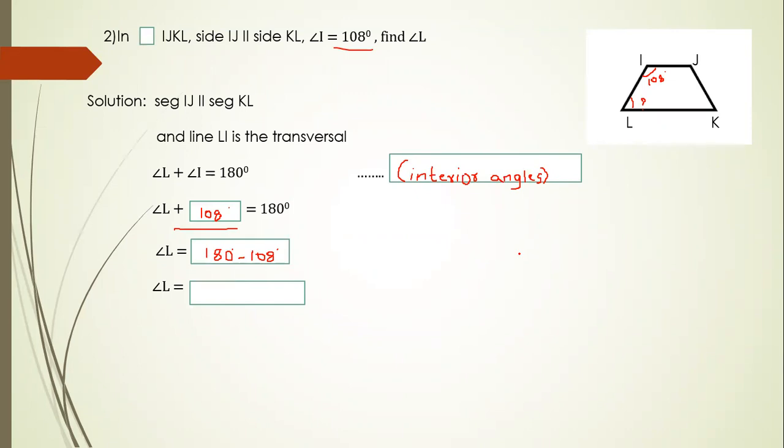So in the next step, they have written angle L is equal to. We need to subtract these two numbers, 180 degree minus 108 degree. After subtracting, you will get 72 degree. Right? So the measure of angle L is equal to 72 degree. Just go through the sum.